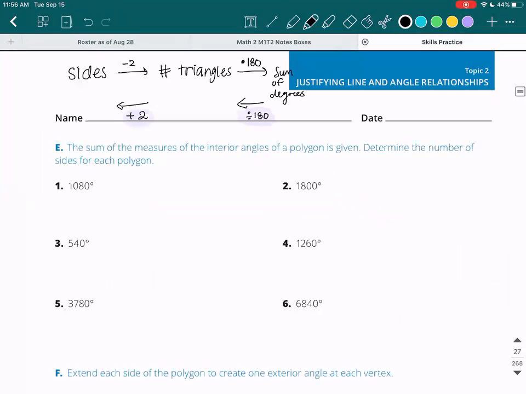Okay, so let's do those 2 steps. First step we said was divide by 180. So you divide this by 180, what do you get? 6. Yes, 6. And then we need to add 2. And then what do you get? 8. Okay, so then this has 8 sides. Any questions?